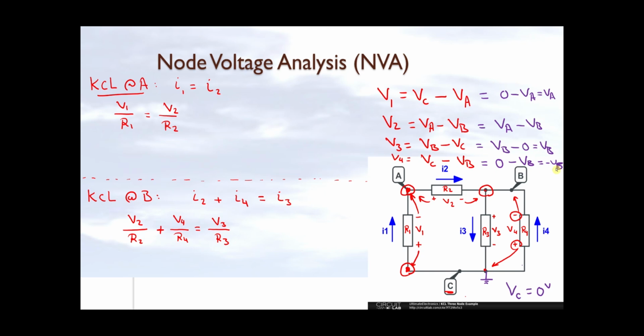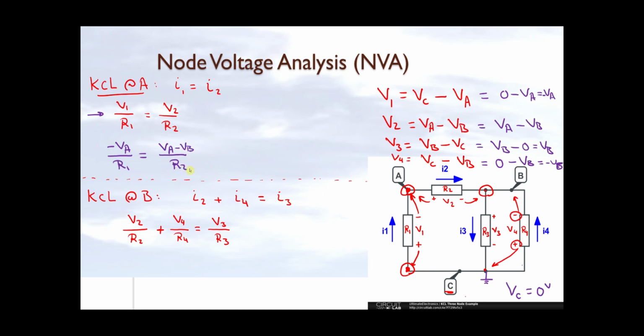Okay, so if I take this representation, use it into what we have currently for the KCL equation. So for V1 I have equal to minus VA over R1, plus V2, which is equal to VA minus VB over R2.